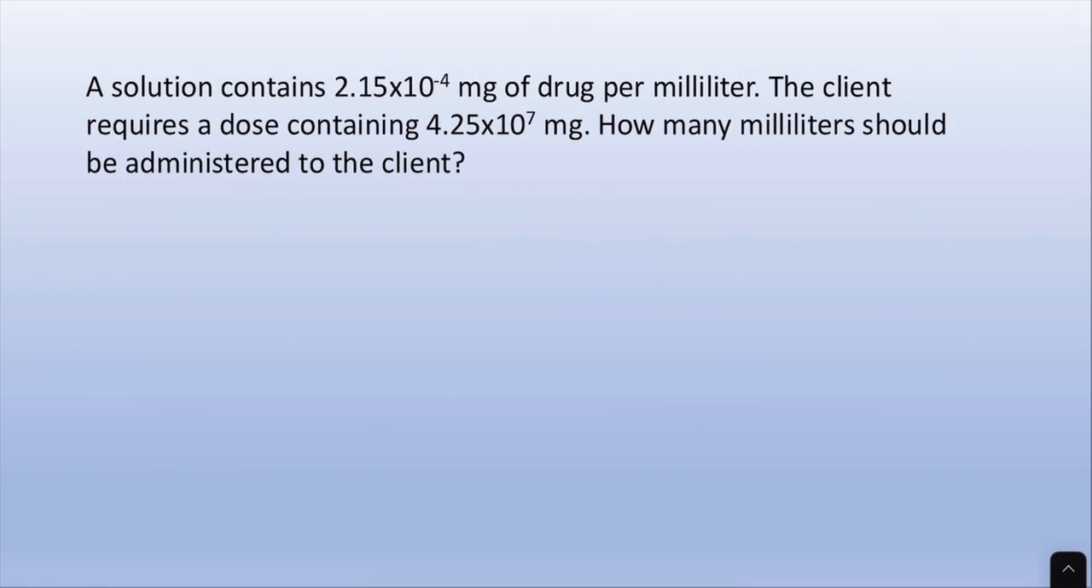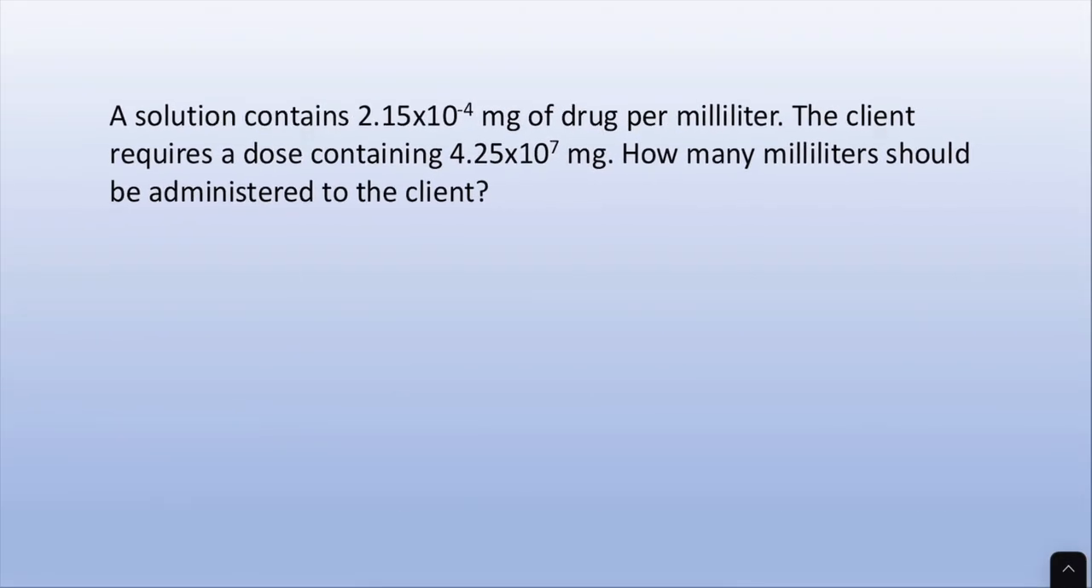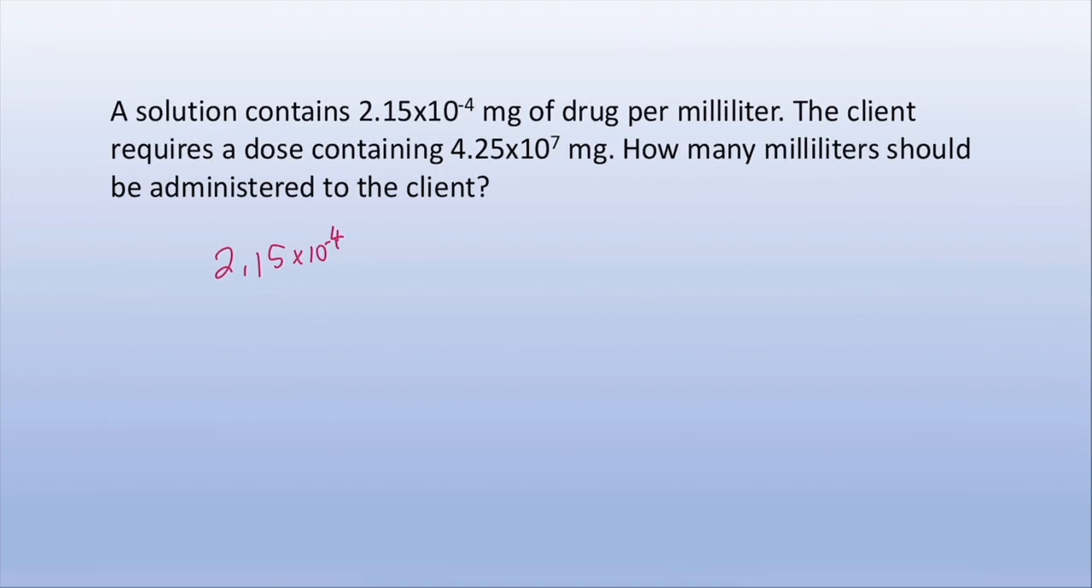Now let's do an application problem. A solution contains 2.15 times 10 to the negative 4 milligrams of drug per milliliter. Now I'm going to write that down. 2.15 times 10 to the negative fourth milligrams of drug per milliliter. I'm going to put 1 milliliter in the bottom. Okay. The client requires a 4.25 times 10 to the seventh milligrams. How many milliliters should be administered?